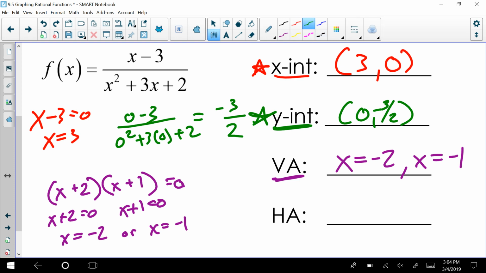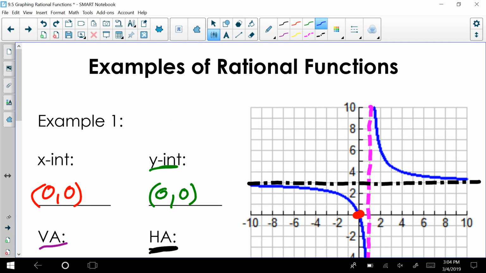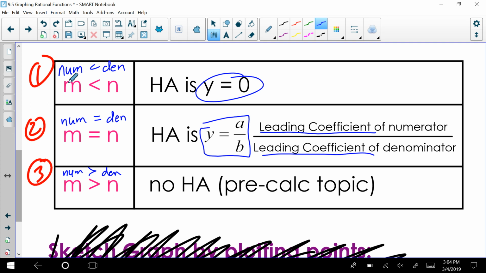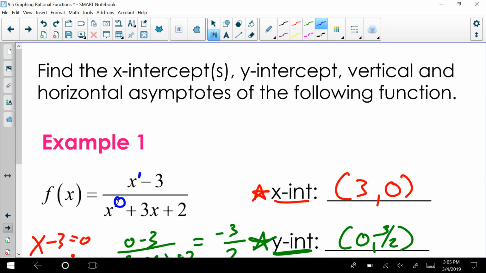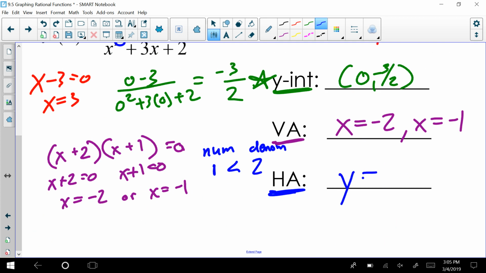Now we have, how many colors do I have left? I guess I haven't used blue. Blue will do the horizontal. For the horizontal, I have to compare the numerator degree to the denominator degree. The degree up here is a 1, and it's a 2 down here, so 1 to compare to 2. 1 is less than 2. This goes back to the cases that we wrote down earlier. 1 was less than 2. Oh, that's this first case. That means that y equals 0. So over here, I have a horizontal asymptote at y equals 0.